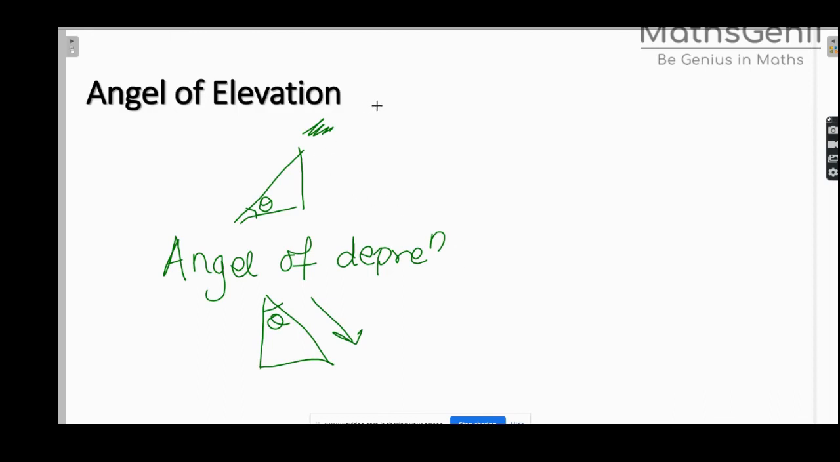For example, for angle of elevation, some airplane is flying and you have to look upward. Then it is called angle of elevation. But if you are on the 7th floor of the building, 10th floor of the building, and you're looking down, then it is angle of depression.